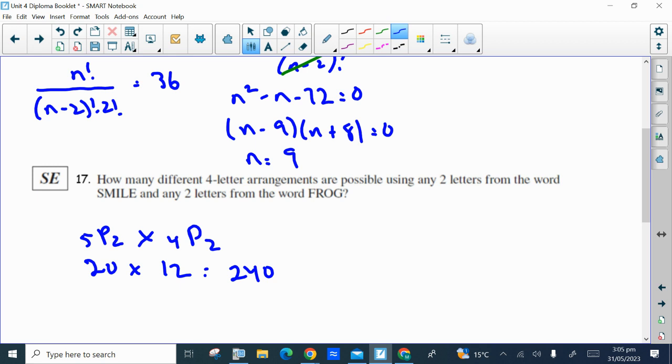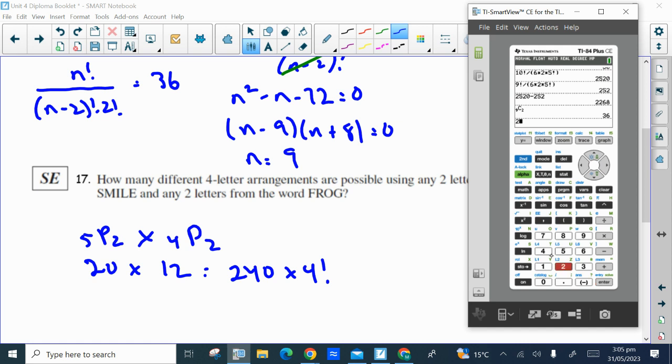Then they have to be arranged. We have 4 letters, and they have to be arranged. They could be arranged in 4 factorial ways. So we have to multiply the 240 by 4 factorial to get our final answer. So this is done in 2 parts. The first part is selecting the 4 letters. Then you have to arrange them. 5760 is the answer.